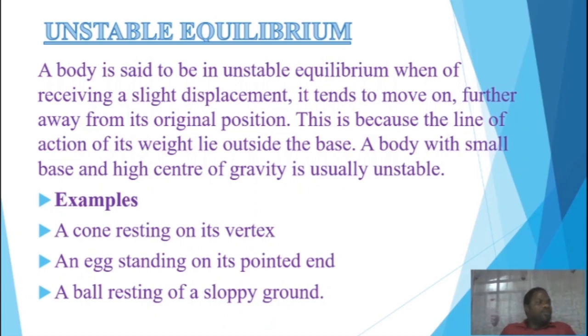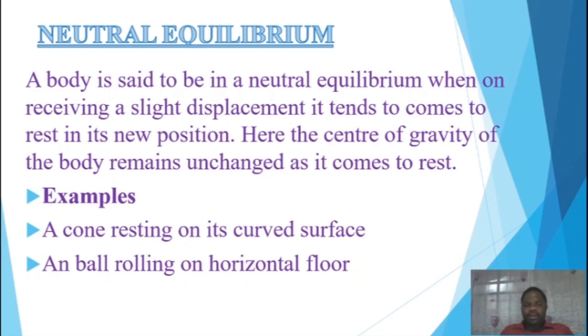Okay, we now go to the third type of stability or equilibrium, which is neutral equilibrium. Now, a body is said to be in neutral equilibrium when, on receiving a slight displacement, it tends to come to rest in its new position. Here, the center of gravity of the body remains unchanged as it comes to rest.